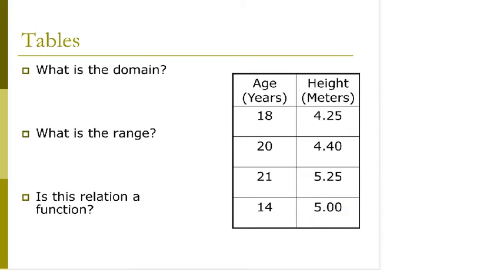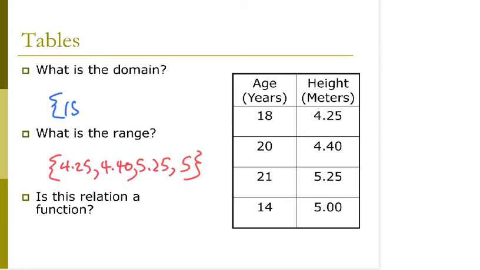The range would be the set of outputs. So in this case, 4 and 2500ths, 4.40, 4 and 4000ths, 5 and 2500ths, and 5. That would be our range. Our domain would be the inputs. So 18, 20, 21, and 14 would be our domain.